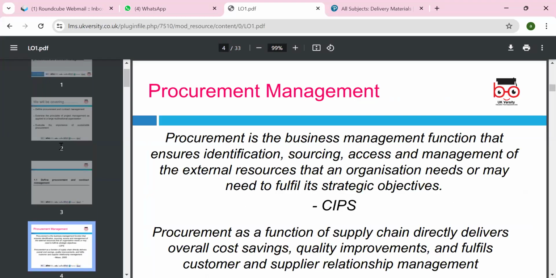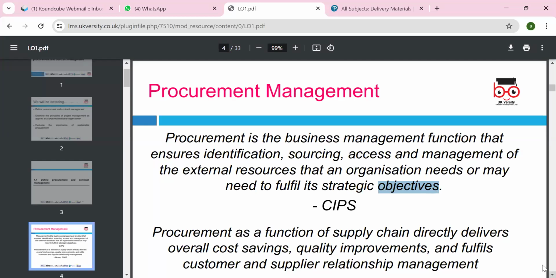It is the business management function that ensures the identification, sourcing, access, and management of the external resources that an organization needs, and may need, to fulfill its strategic objectives. So when we say strategic objective, we mean the end result. Aim is what you do and objective is what you achieve. So everyone, why are you doing this course? Is your objective to obtain the qualification, progress in your careers, or do a further qualification? So our objective means the end result.